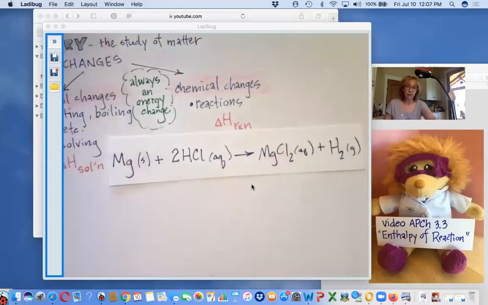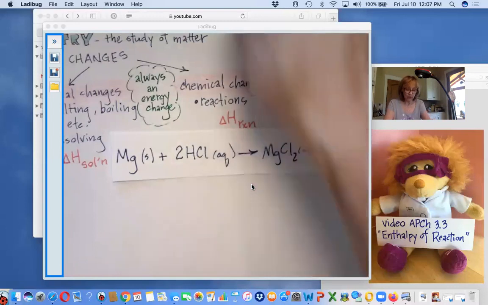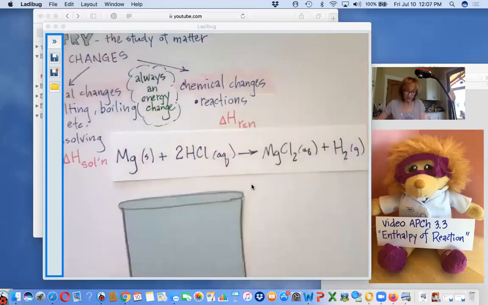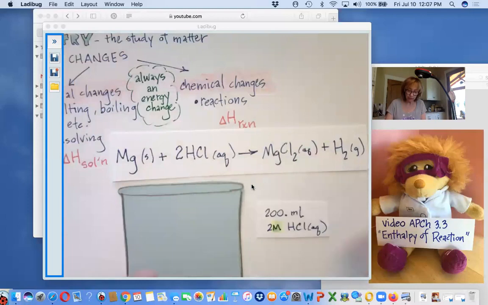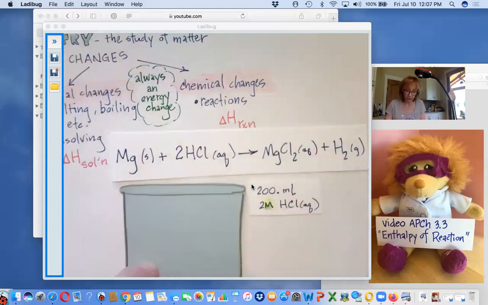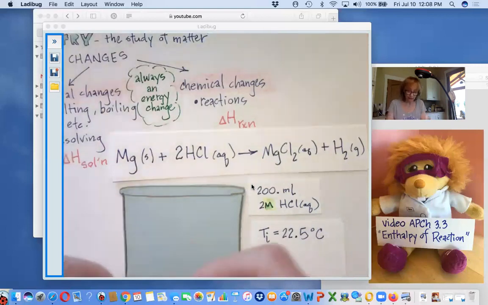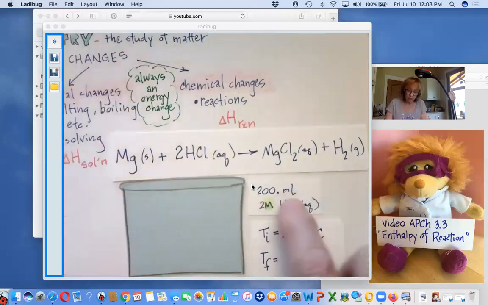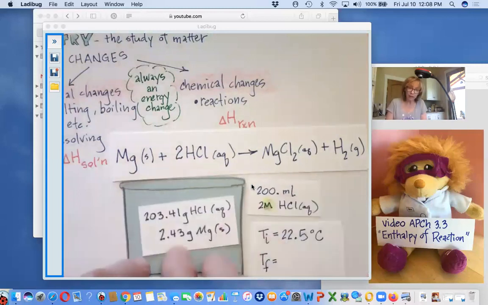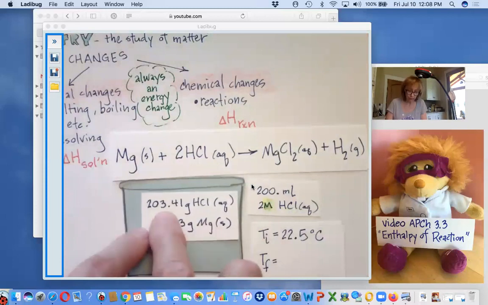So let's write down some data. We have a beaker and we're going to add to the beaker 200 milliliters of 2 molar hydrochloric acid. We're going to record its initial temperature, that's room temperature, and then we're going to add some magnesium to it. Now, it's going to be important that we know the mass of this reactant. 200 milliliters, when we put it on the balance, has a mass of 203.41 grams, and the piece of magnesium we're going to use has a mass of 2.43 grams.